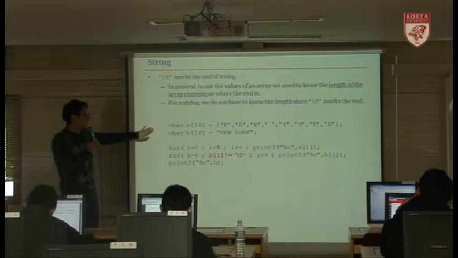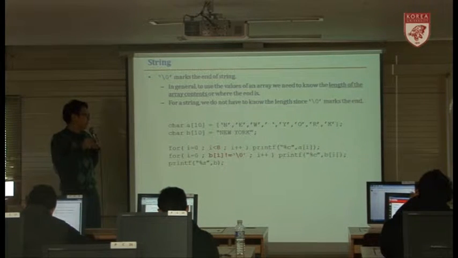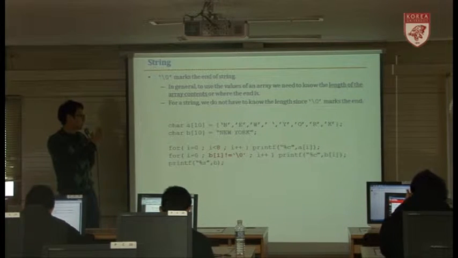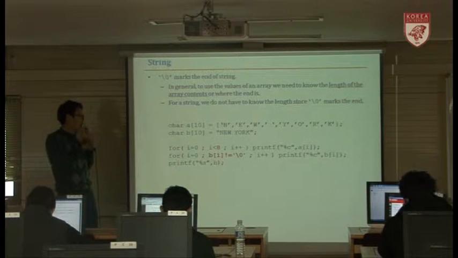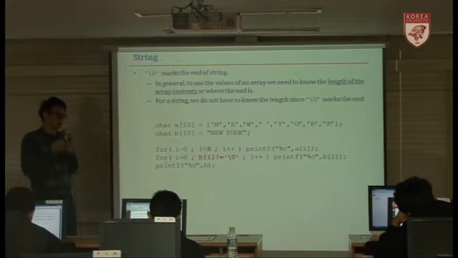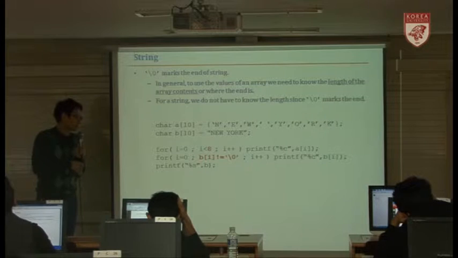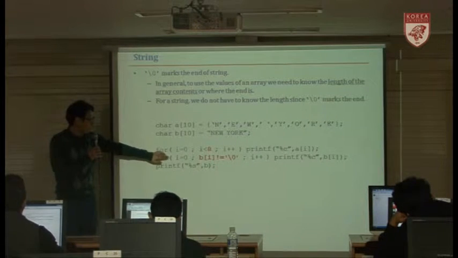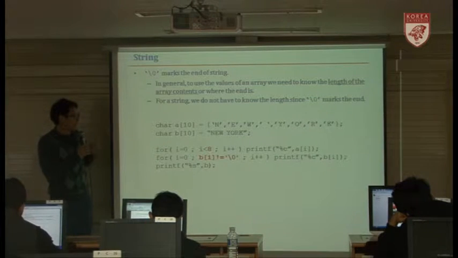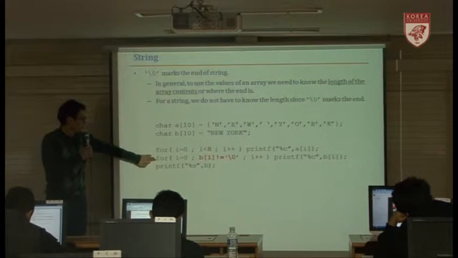To make it easy, a string is a character array that ends with the null mark. Starting from the first position, we repeat until we face the null character. When we face the null character, that is the end of the string. In this way, we do not have to know the length of the total string. So by repeating, we print out each element of b until it is the null character. This is equivalent to simply using printf and %s.